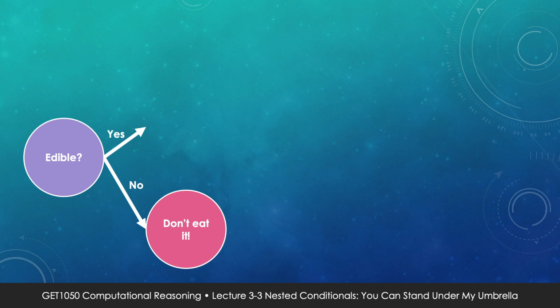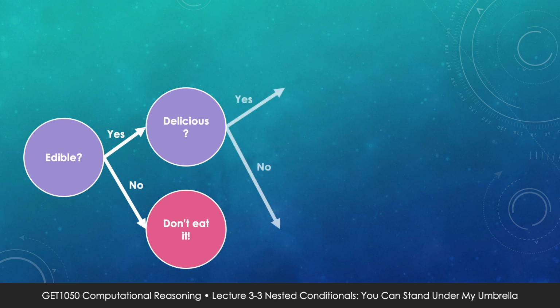But what if it's a yes? Then we need to probe further with the next question. Is it delicious? Well, again, we can exhaust the possibilities. For simplicity's sake, let's just go with yes or no. Is it delicious? Yes or no, right? If no, then we can just terminate with the statement, don't eat it, right? If yes, then we can ask one more question.